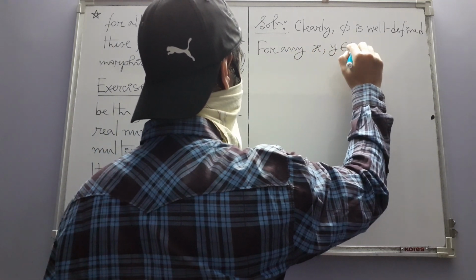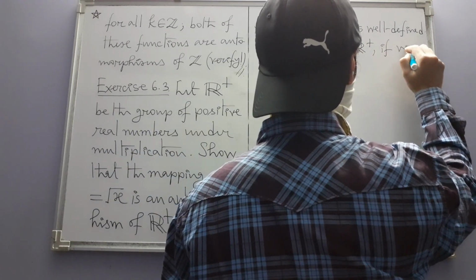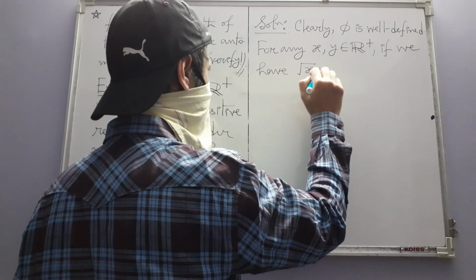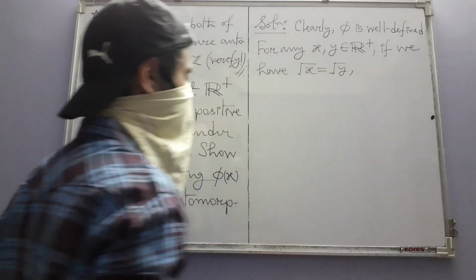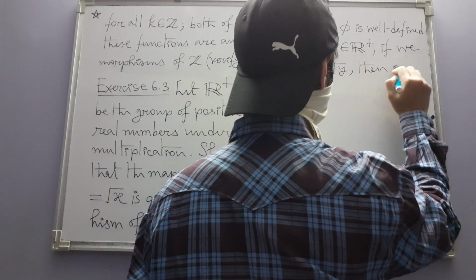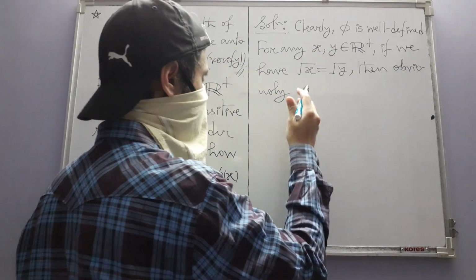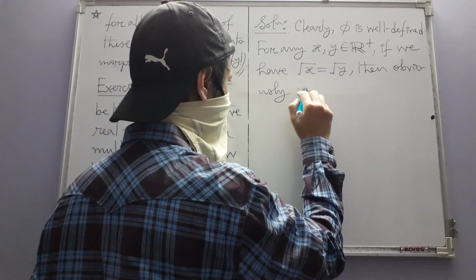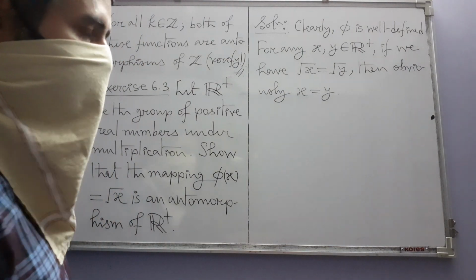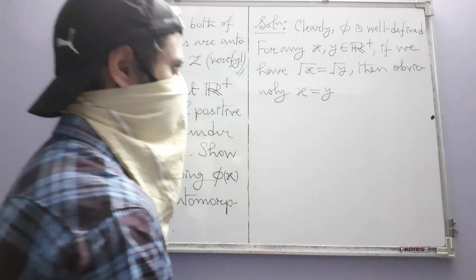For any two positive real numbers, if we have this, then obviously if you take squares on both sides, you get x equal to y. That means if the outputs are equal, then the inputs are also equal. So that means our function phi is 1 to 1, it is injective.